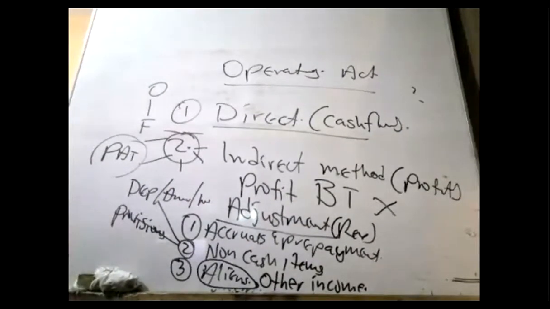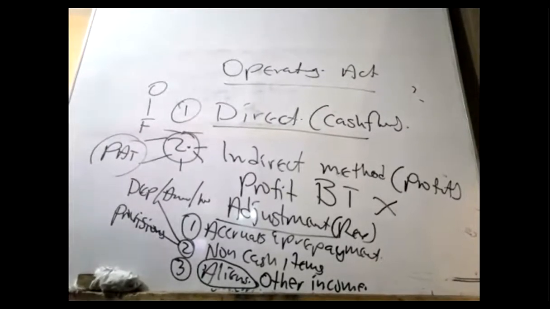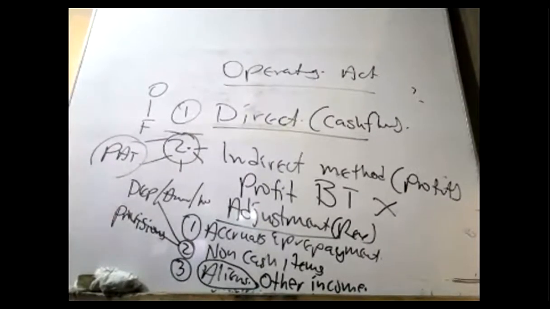All the other incomes, for instance, dividend received is part of other income. Investment income is other income. This is the right place under cash flow. So you need to reverse it. So take note.